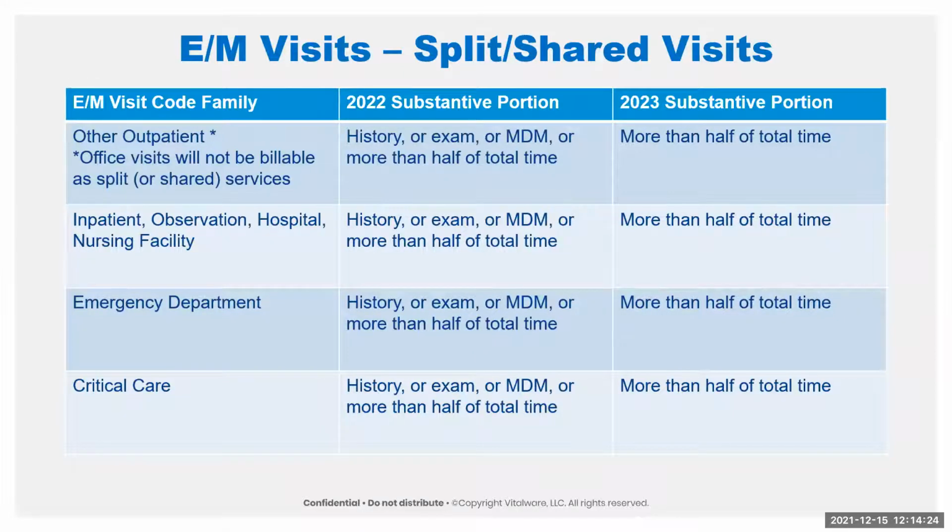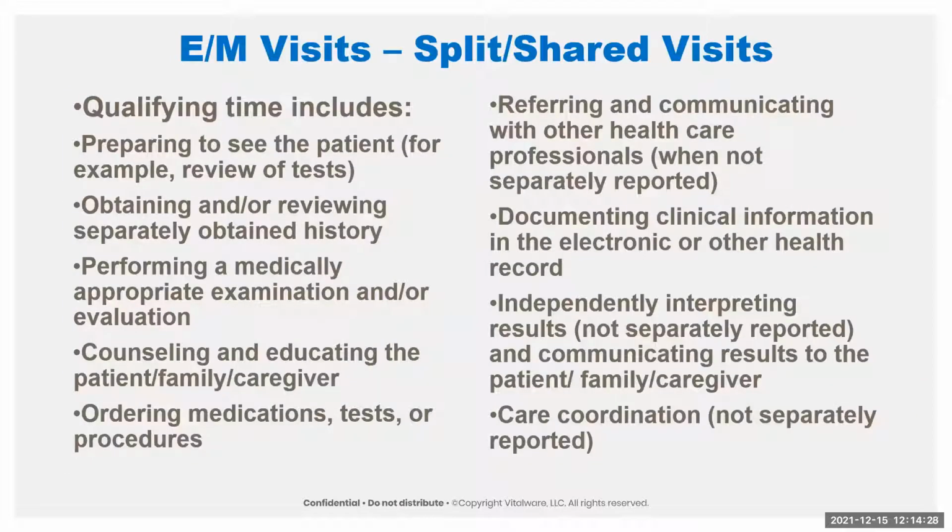All right, so what qualifies as time that can be spent? That can be preparing to see the patient, so you're reviewing tests, obtaining or reviewing separately obtained history, performing the exam if it's appropriate for what you're doing, any counseling or education with the patient, family, and caregiver, ordering tests or procedures, and then also referring and communicating, and then all of the fun stuff. Care coordination can be counted as long as it is not separately reported in another service, like your principal care management or chronic care management codes.